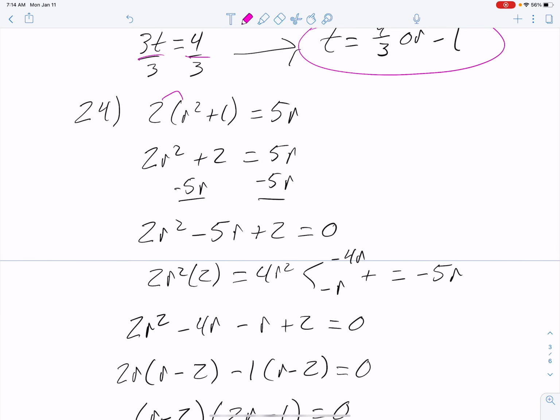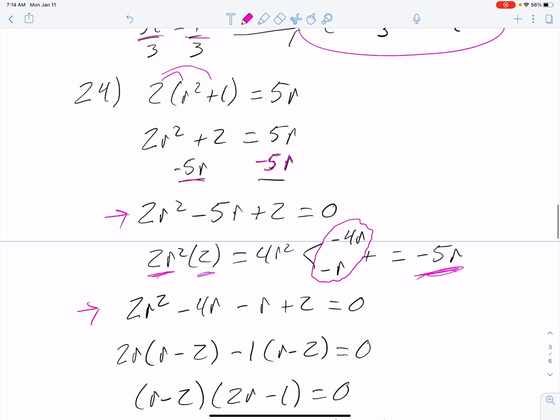Number 24, I'll distribute my 2 to the r squared plus 1. I'm going to subtract the 5r from both sides. Again, I don't have a lead coefficient of 1, so I'm going to start my process of splitting the middle term, multiplying my first term times my last. And then I need my factors of positive 4r squared that are going to add up to negative 5r.